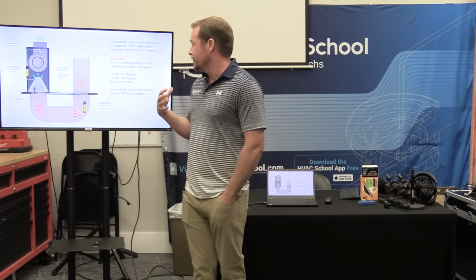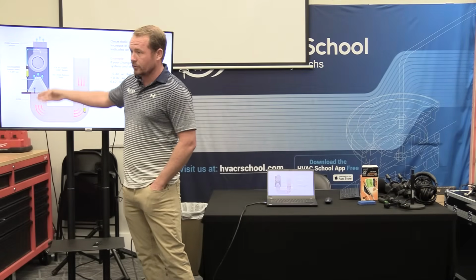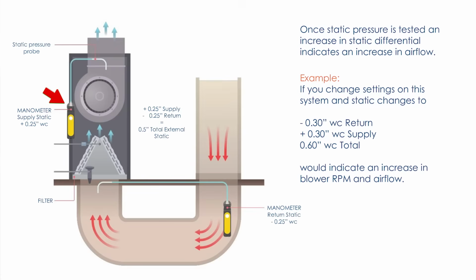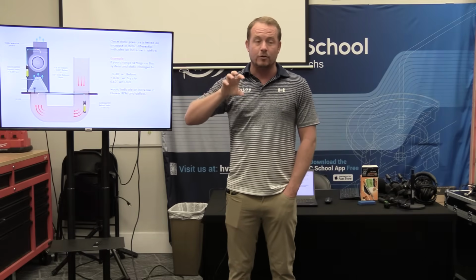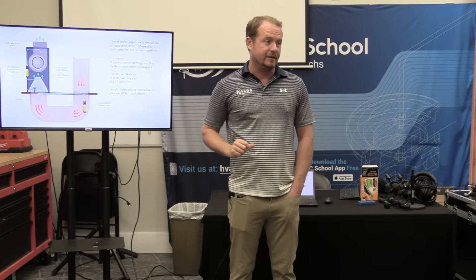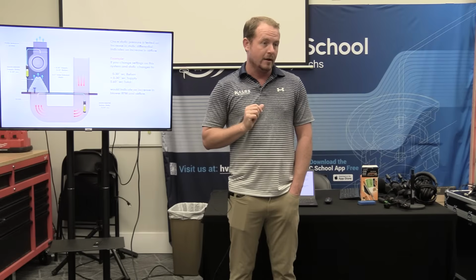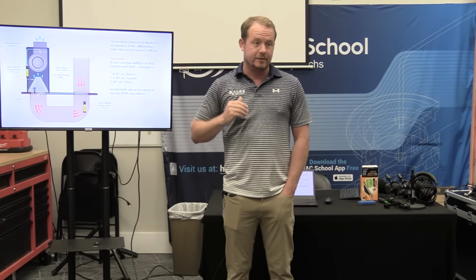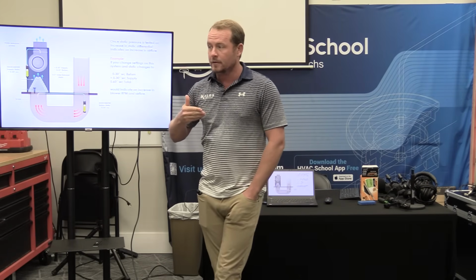But again, I don't want us just checking total external. I want us checking supply, and I want us checking return, because it can tell us where the problem is. When we measure those separately and then we start to measure across things, we can say, hey, this filter is restrictive. I know it's brand new, but it's causing too much restriction because the static pressure is too high for this system.